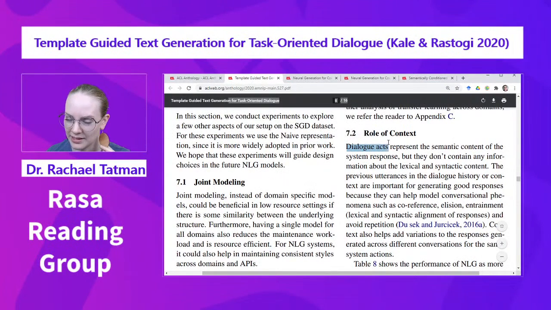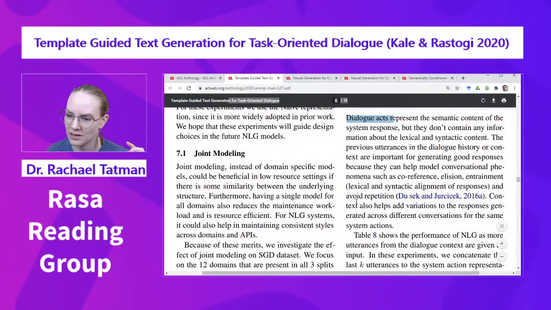So this dialogue act is like, this is what the person's saying, but we're not going to tell you how they said it. The previous utterances in the dialogue history or context are important for generating good responses because they can help model conversational phenomena such as co-reference, elision, entrainment, lexical and syntactic alignment of responses, and avoid repetition.